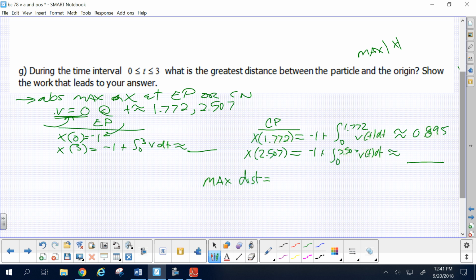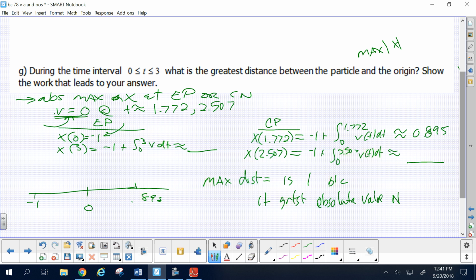So now the question is, where are you farthest from the origin? At -1, how far are you from the origin? 1 unit. At 0.895, and all those, how far are you from the origin? 0.895. So what's the maximum distance from the origin? 1. Okay, so you'd say the maximum distance from the origin is 1 because it is the greatest absolute value of the candidates. Or the greatest value without respect to sign of the candidates. You follow?